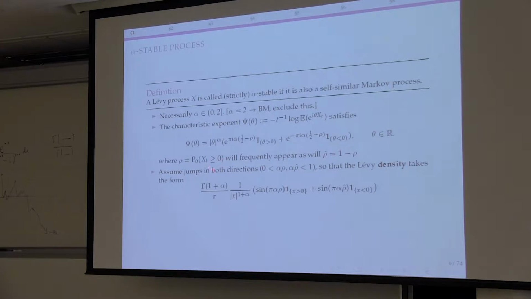This other parameter rho is the positivity constant. It's written in terms of t, but it doesn't need to depend on t because of scaling. By this scaling property, you can show it's in distribution equal to the probability that x1 is positive. So it doesn't depend on t.